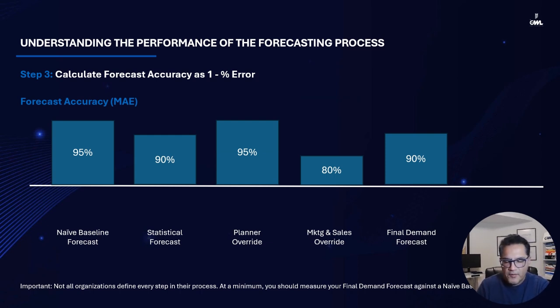The next step in this process is quite straightforward. Step number 3, you calculate forecast accuracy as 1 minus the percentage error. In this case, it's 1 minus 5%, which gives you 95%. So if we were to use the naive baseline forecast for projecting our sales, the forecast accuracy of that naive forecast was 95%. Then the statistical forecast was 90%, the planning override 95%, the marketing and sales override 80% accurate, and the final demand forecast was 90% accurate.